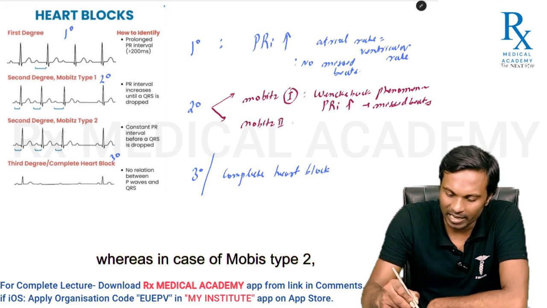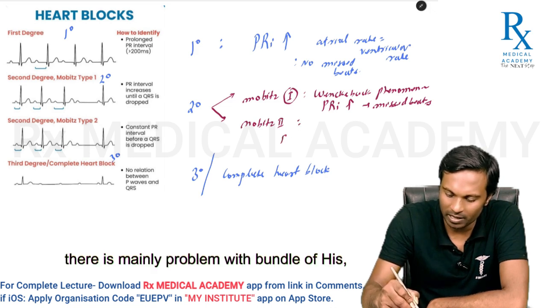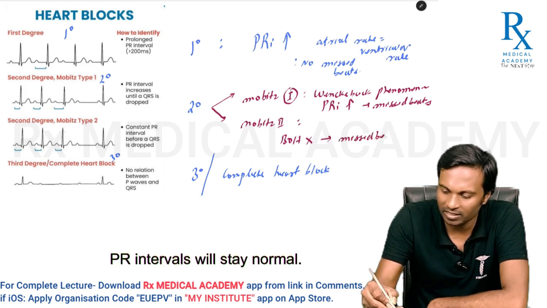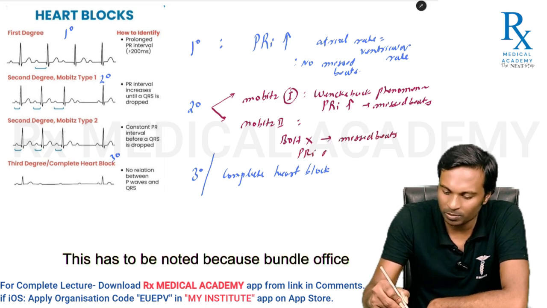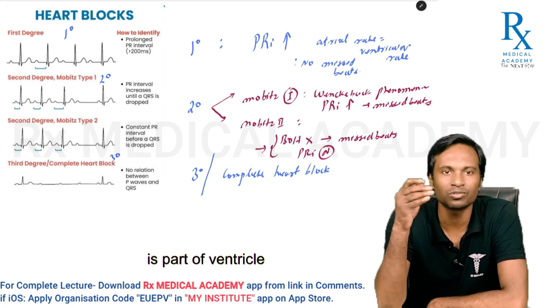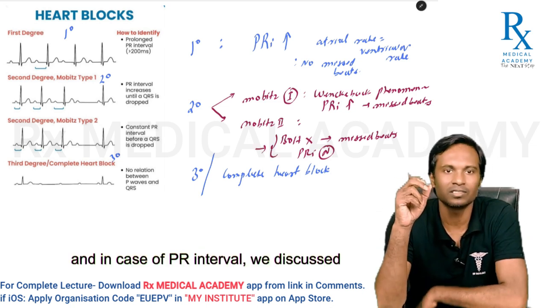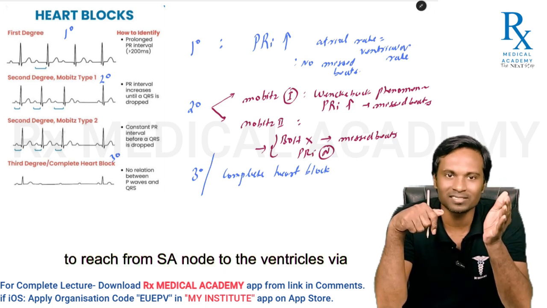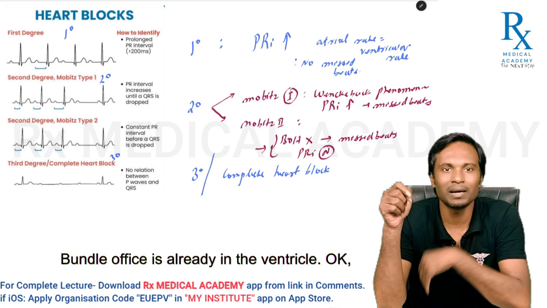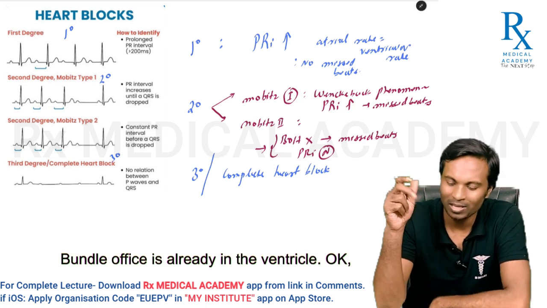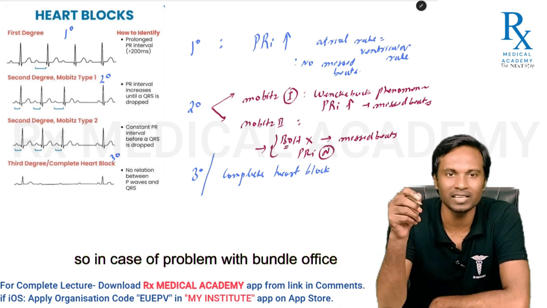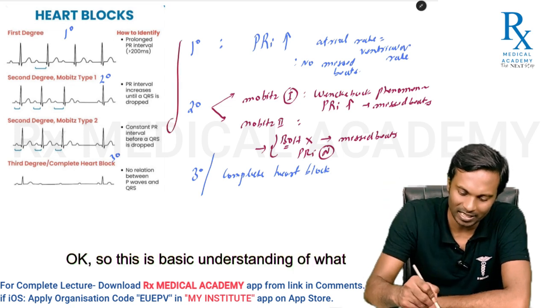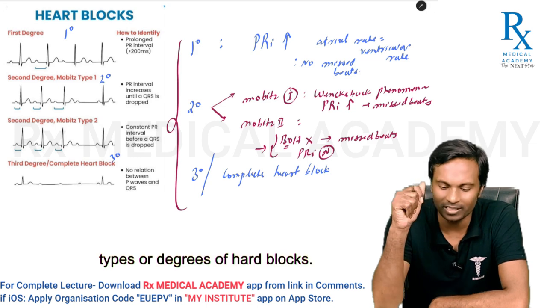Whereas in case of Mobitz type 2, there is mainly problem with bundle of His, and this will result into missed beats, but PR intervals will stay normal. Right? This has to be noted because bundle of His is part of ventricle, and in case of PR interval, we discussed that this is time taken by the impulse to reach from SA node to the ventricles via AV node. Bundle of His is already in the ventricle. Okay, so in case of problem with bundle of His that is related to Mobitz type 2 block, there will be normal PR interval. Okay, so this is basic understanding of what types or degrees of heart blocks.